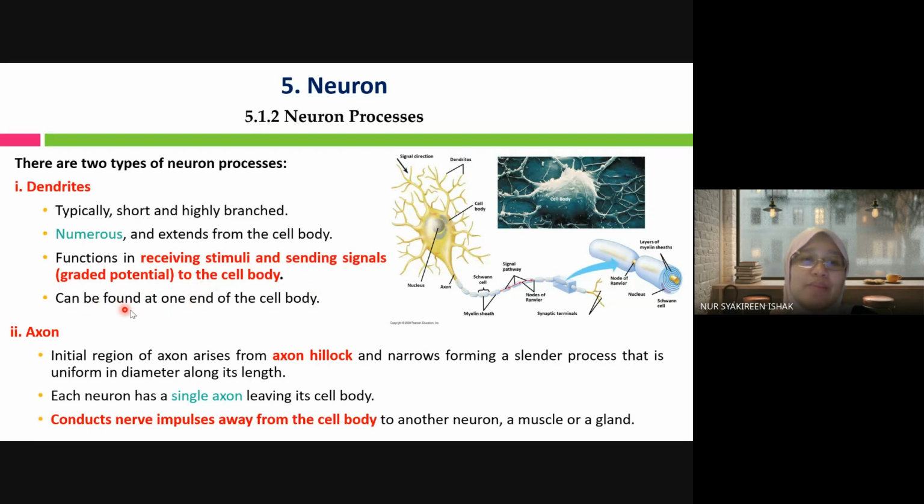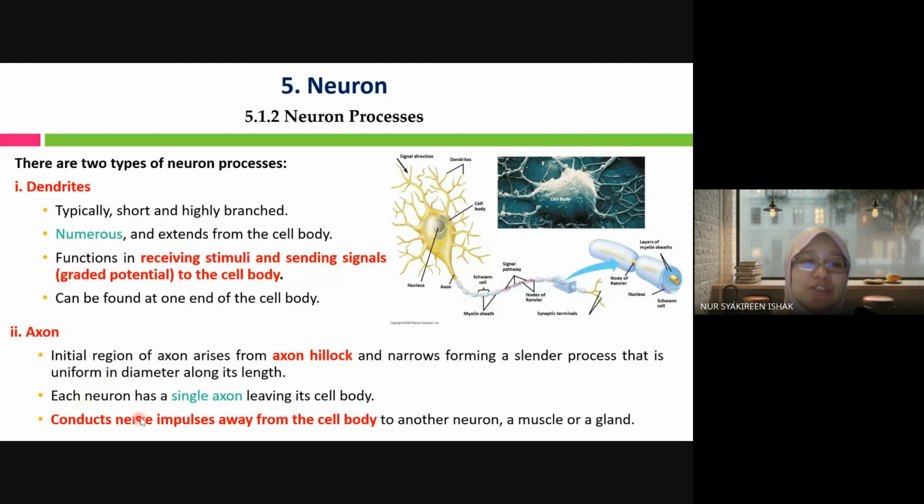So this is the dendrite, which can be found at one end of the cell body. And then for the axon, the initial region of the axon arises from the axon hillock. From the cell body it starts to narrow here. We call this the axon hillock. It narrows, forming a slender process that is uniform in diameter along its length. From the axon hillock extending from the cell body, it starts to narrow to become the axon.